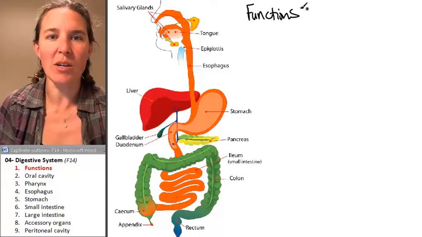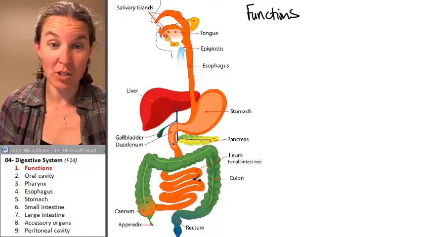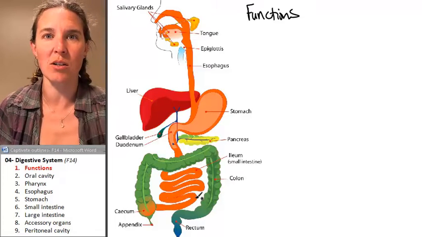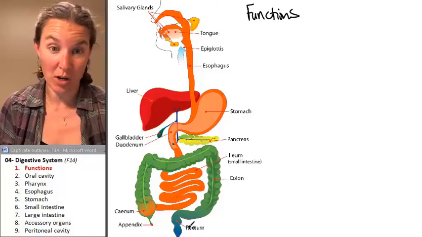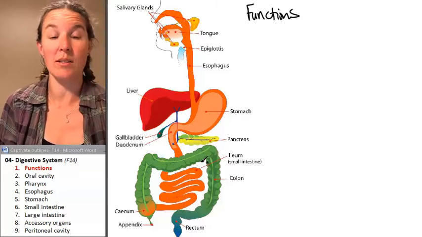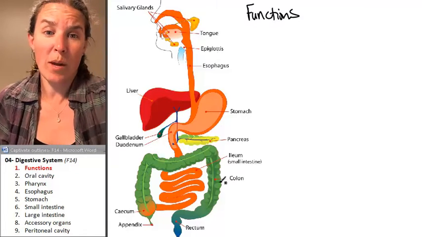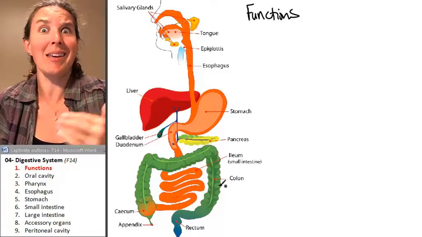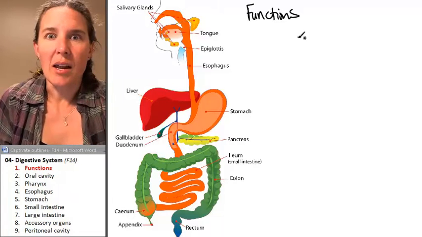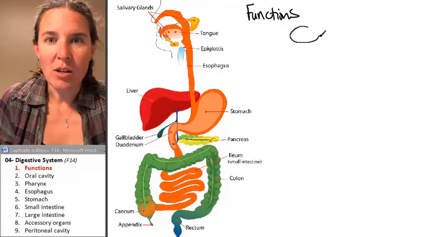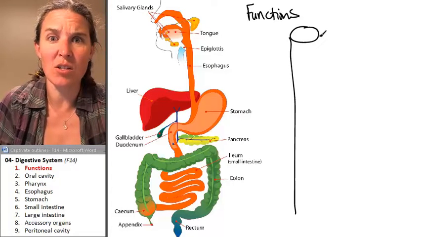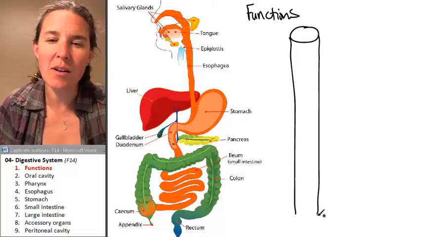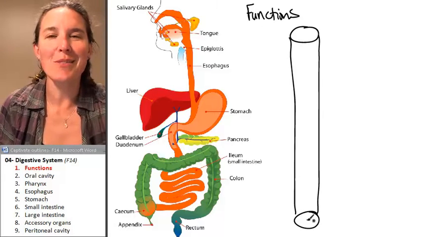I have to draw you, even though I've got this lovely picture right here. I could use this picture. But you know what? We're going to get into the anatomy of all these parts and who these people are and what part is what in way more detail than we've got going on here. But I can't help it. I have to draw you a picture of your own digestive tube. Does this look familiar? You know it does.